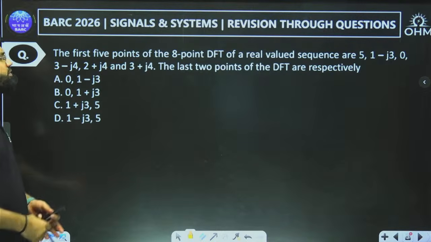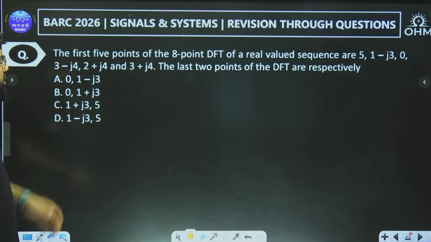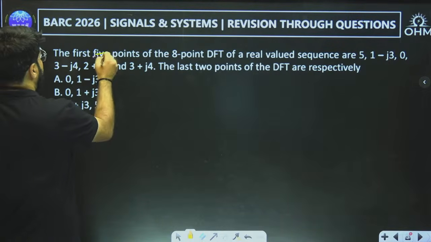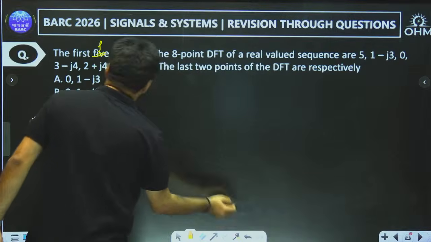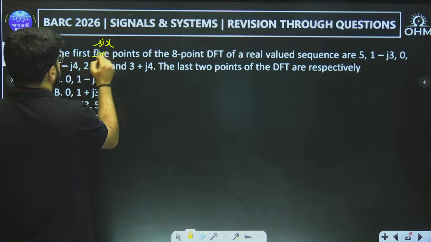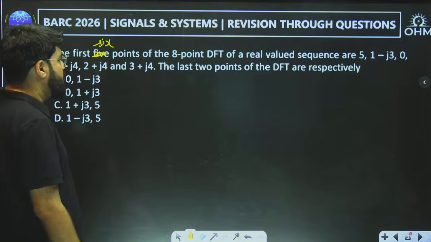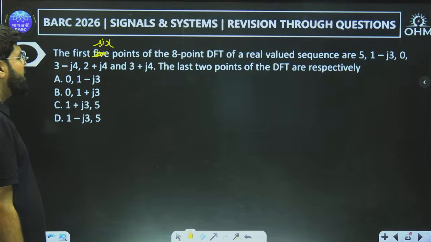Okay. The first 5 points of the 8-point DFT of a real valued signal are given. Rather, not only the first 5, it is a typo error. First 6. The first 6 points are given and the last 2 points are asked. 8-point DFT means 8 points. First 6 are given, last 2 are asked.